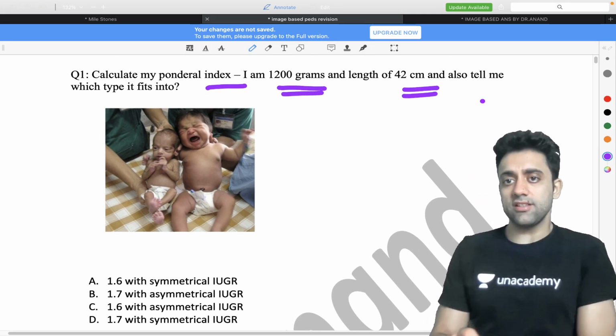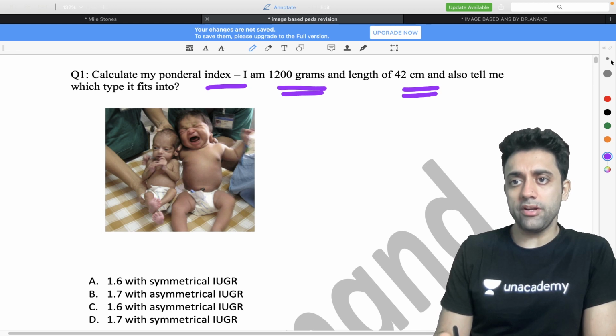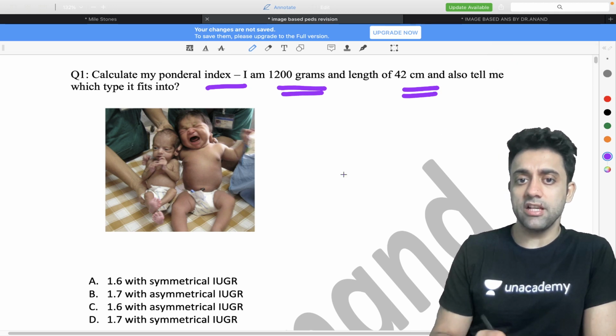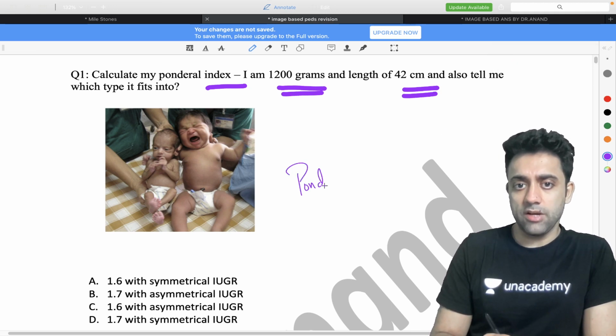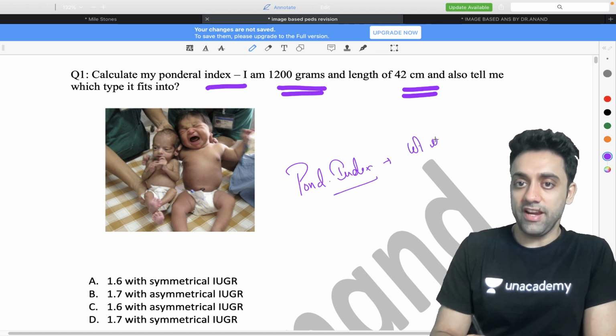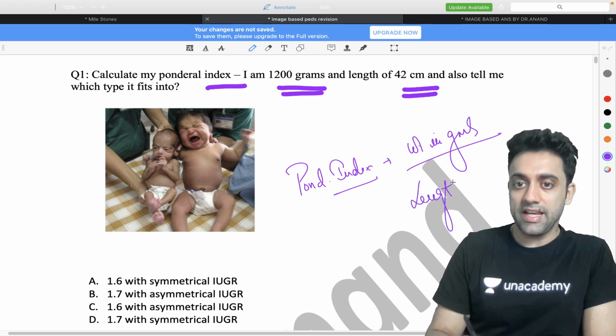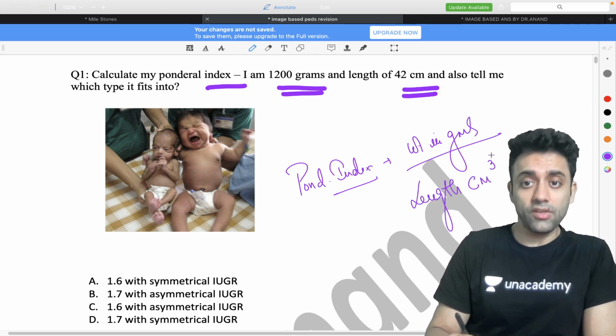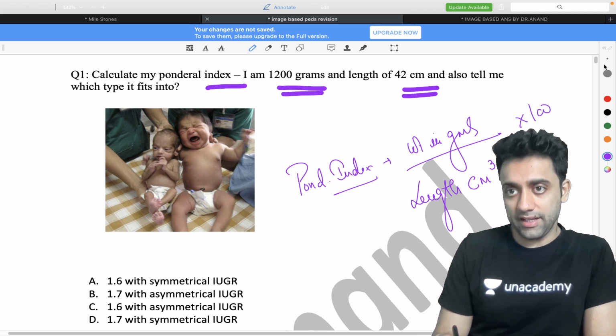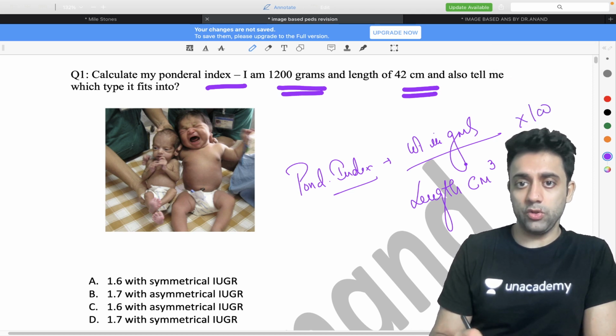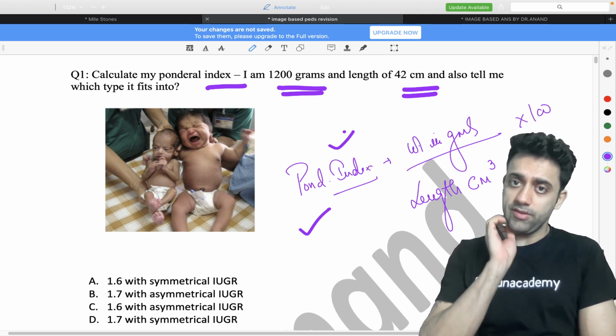So how do you define ponderal index? Any random guesses? Very good. Ponderal index is weight in grams upon length in centimeter cube, into 100. That is the formula of the ponderal index.